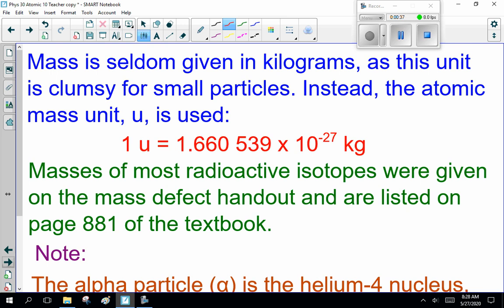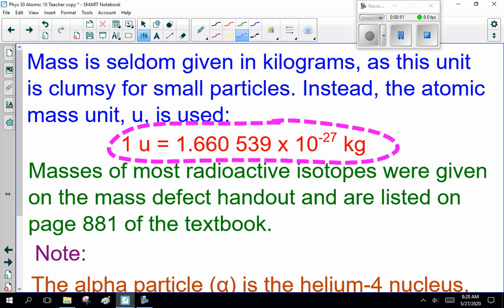Anyway, now mass is seldom given in kilograms as this unit is clumsy for small particles. Instead, the atomic mass unit, u, is used. And note once again, for these calculations, you have to use the more accurate one than the 1.66 times 10 to the minus 27 on your formula sheet. Masses of most radioactive isotopes were given on the mass defect handout and are listed on page 881 of the textbook. So that handout from section 5, if you can't find it, it's page 881 of the textbook.